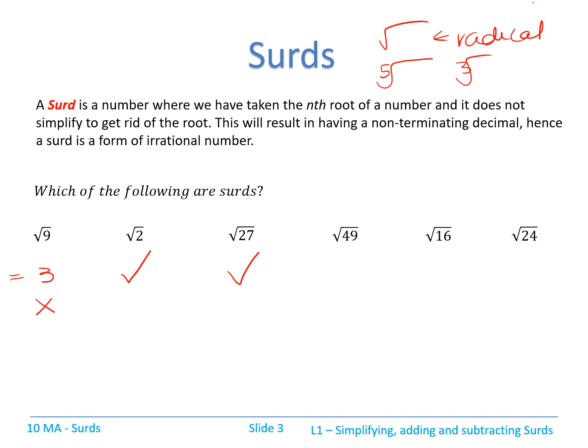The square root of 49 is 7 times 7, so that's not a surd. The square root of 16 is 4, so that's not a surd. 24, we can't square root that perfectly, so that is a surd. So these numbers here, they cannot be given as a fraction or a whole number. They will be decimals with a non-recurring pattern. So they're known as irrational numbers, and they are surds. Because if you want to display them exactly, they're going to have a square root over the top of them.